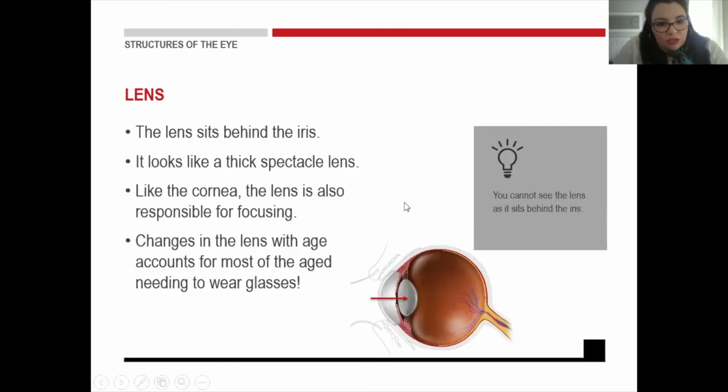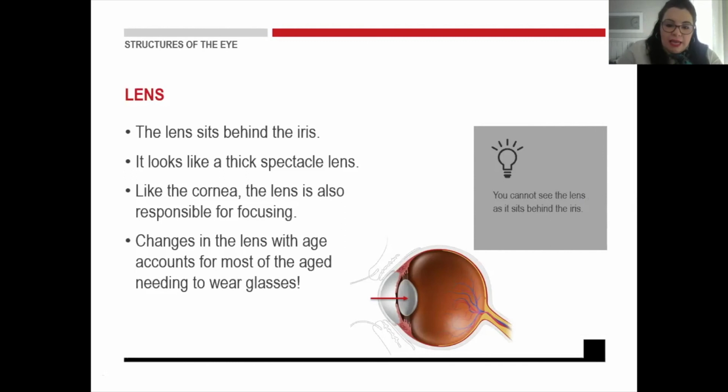Okay. So the next structure I'll be discussing is the lens. The lens is at the back of the iris, and that's this ball over here. So it actually looks like a very thick pair of prescription lenses. It's round, and it can actually change its shape. You will see that there's muscles there on the sides, over there and over there, and it can become rounder and flatter to help the eye to focus.